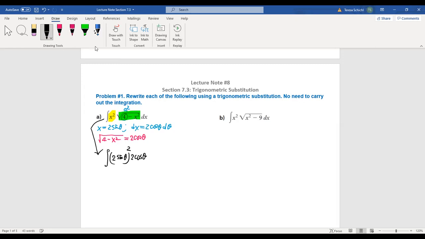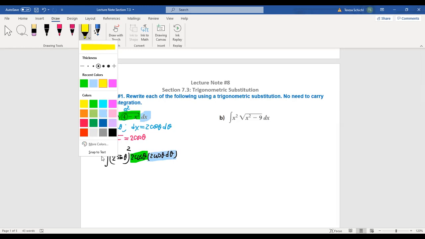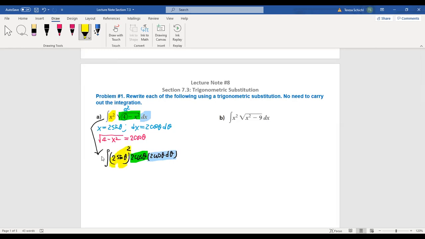Okay, so the last part is the dx part, right? So what will the dx part be? It will be the 2 cosine theta d theta, right? So let me color code that so you know which one I replaced. This is the 2 cosine theta, then the corresponding, right? So you see the color code. Now you see I changed everything from a function of x. I changed it to a trig integration, right? Now we'll be able to use the technique we learned previously.